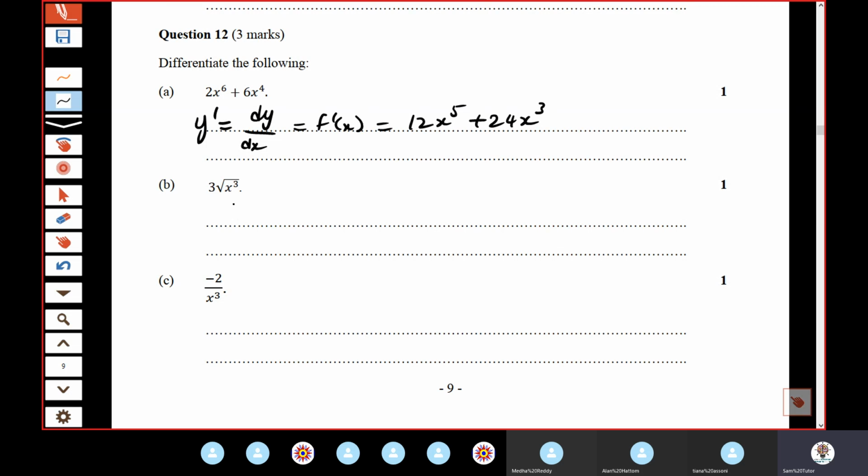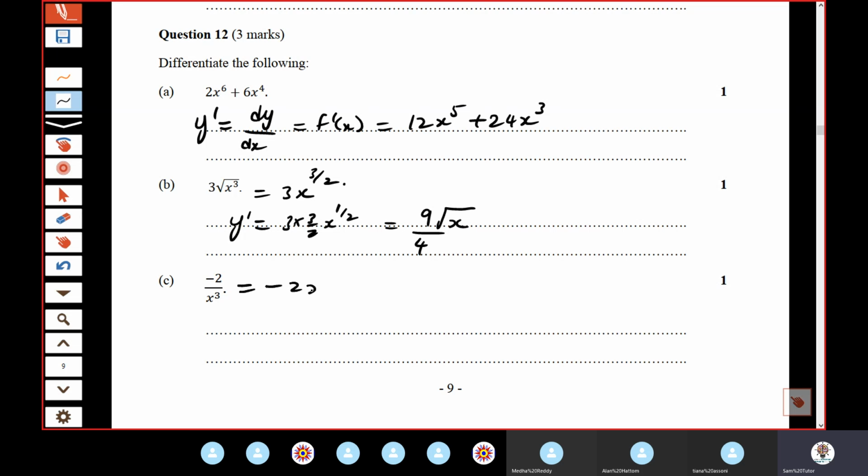This one, we know we have to first rearrange to this, and then again, y dash is 3 times 3 over 2, x, take away 1 from the top, which is a half. Answer is 9 over 4, x to the half, which is square root of x.